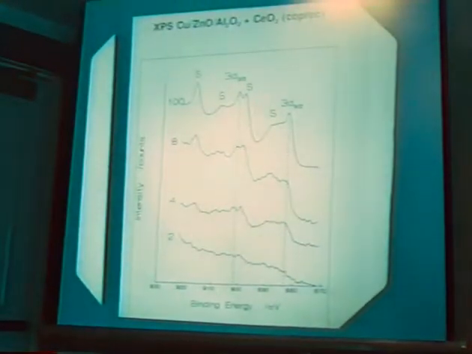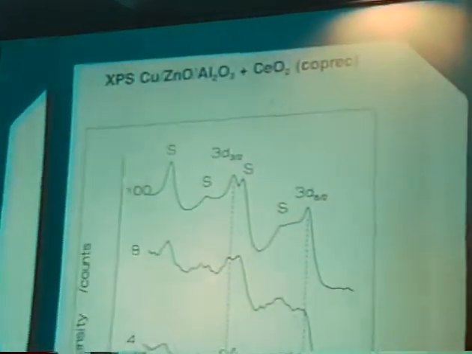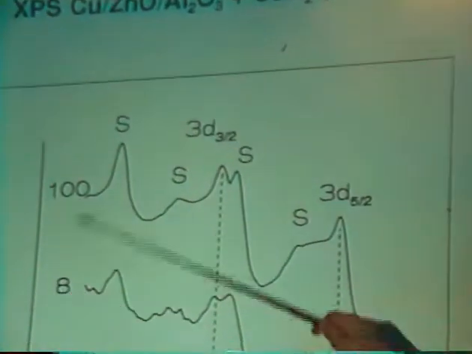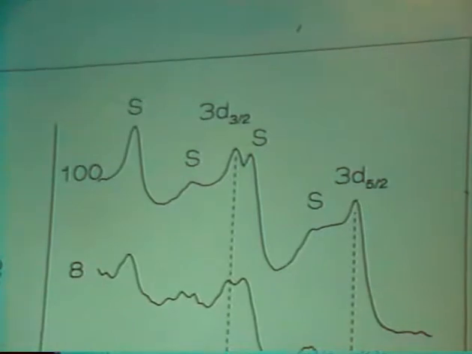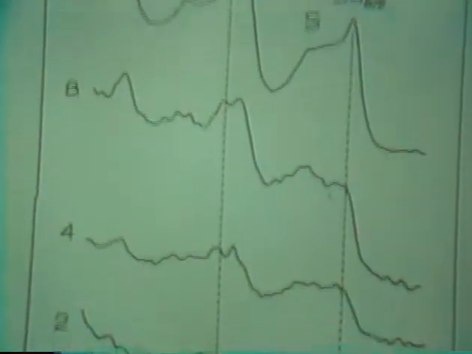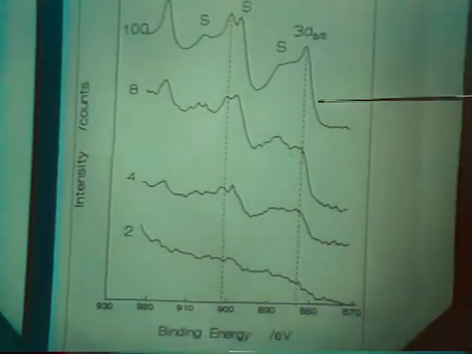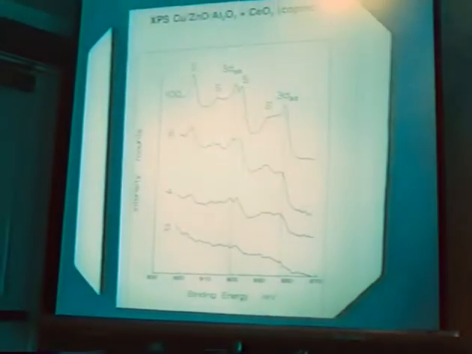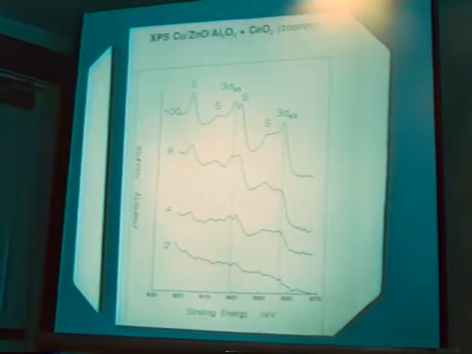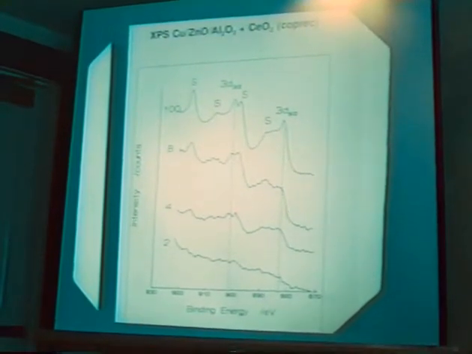Now here are some XPS results for the catalysts. These are cerium catalysts prepared by co-precipitation. Here are the different cerium contents, and here is, in fact, cerium oxide for comparison. The spectrum here has been reduced considerably to fit it on the same scale. The peaks are much, much higher than they are for the various copper catalysts.